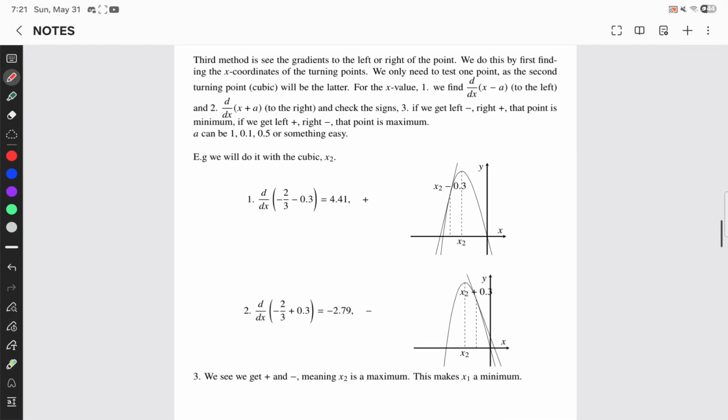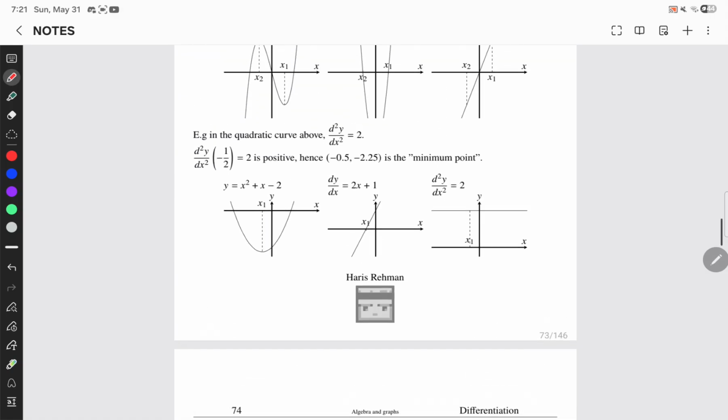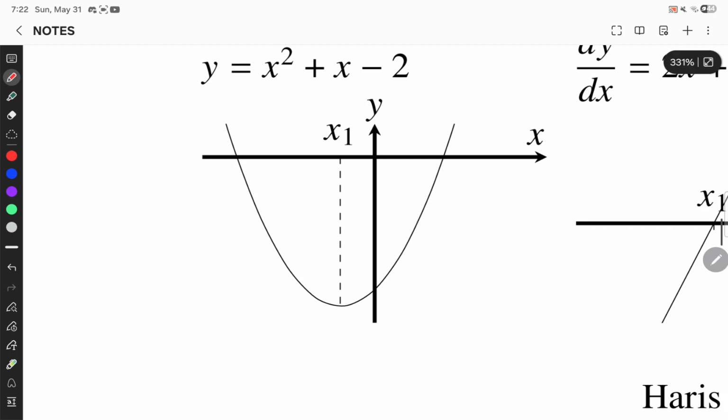Third method is to see the gradients to the left or the right of a point. We do this by first finding the x-coordinates of the turning points. You only need to test one point as a second point in a cubic, only in a cubic, it will be the latter. Okay, remember, only in a cubic. On the quadratic, it will just obviously tell you that, hey, this is a minimum or maximum.